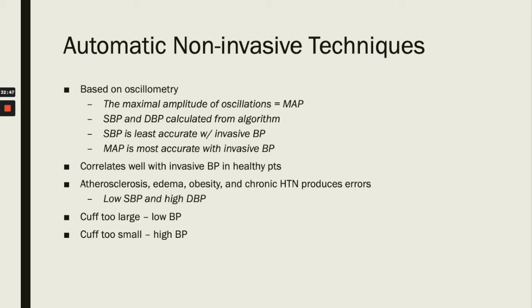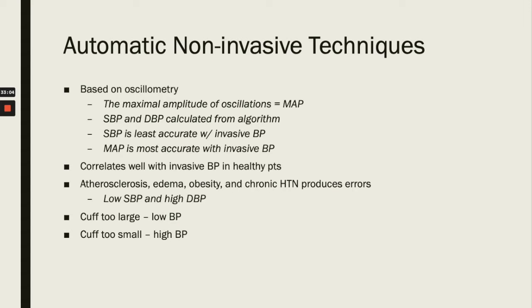Atherosclerosis, edema, obesity, and chronic hypertension traditionally produce errors. So you may see a low systolic pressure and a high diastolic pressure. If a cuff is too large, we have a low blood pressure, and vice versa. If the cuff is too small, we'll see a high blood pressure.